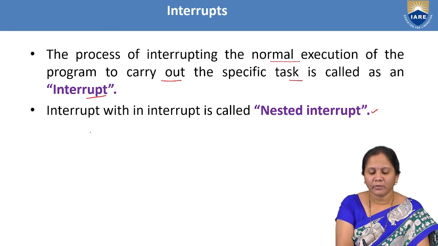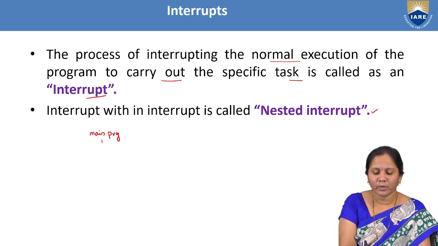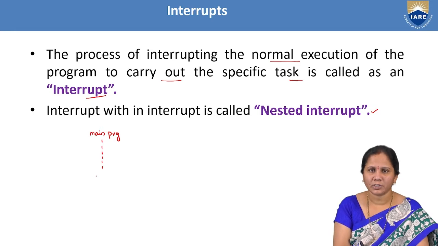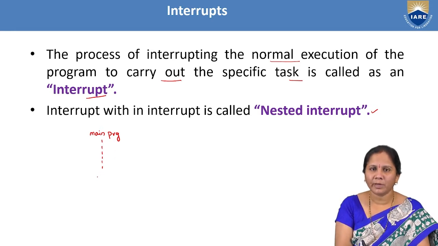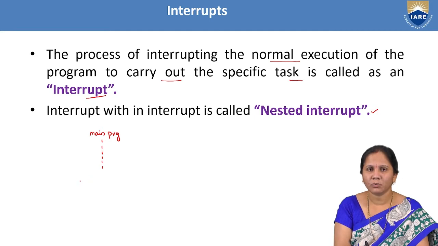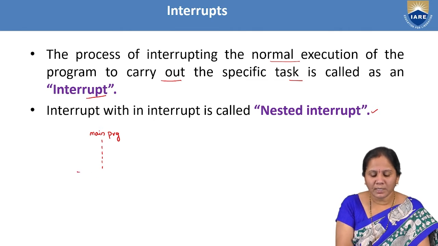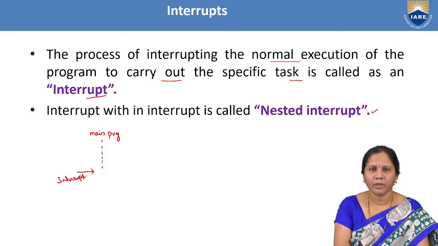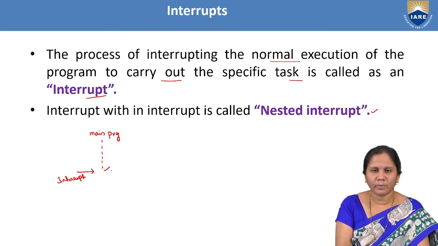For example, when the processor is executing the main program, the main program consists of some set of instructions. As we know, the program will be executed by the microprocessor in sequential order. When the main program is executing, if any interrupt comes in between, the microprocessor will store the contents on the stack up to where it has stopped, and then it is going to branch the control to the ISR.